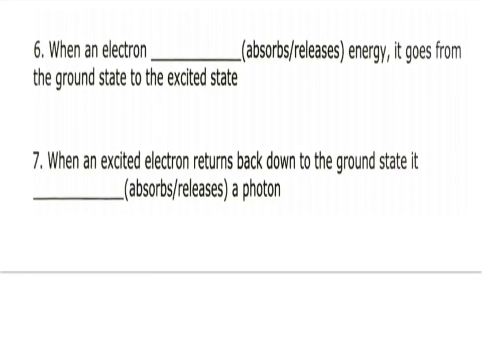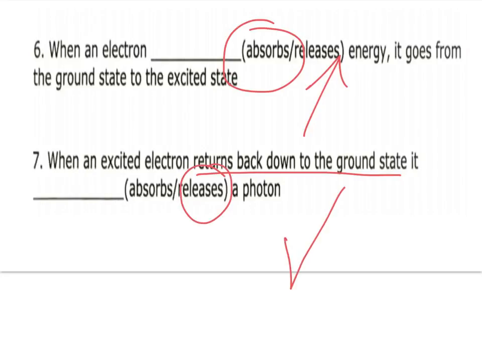All right, so this says when an electron blank energy, it goes from the ground state to the excited state. And of course, we've been talking about this. Whenever it absorbs energy, it will go from the ground state to the excited state. So it absorbs energy and it jumps up to a higher level. Then when it falls back down to the ground state, it releases energy in the form of a photon. And of course, we see that as light.